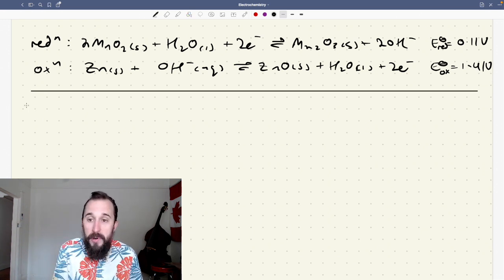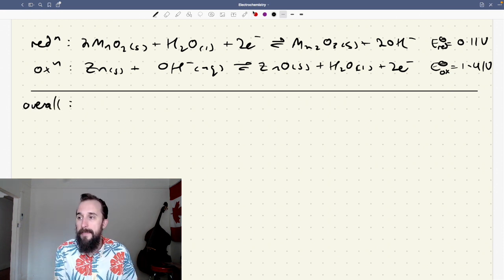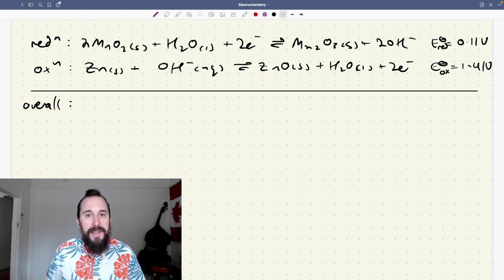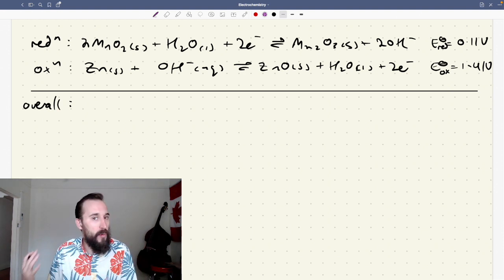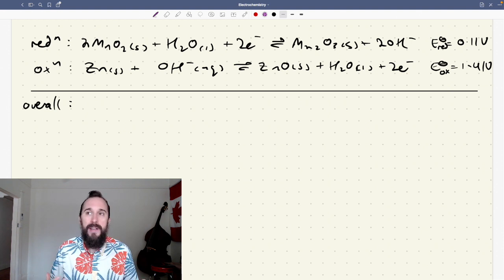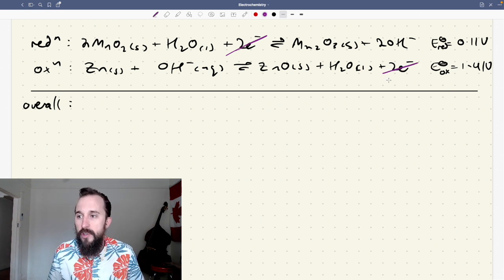So recall that when we're doing our overall reactions, we've got to get our electrons to cancel out. And in fact, if there's any other species that are remaining unchanged on our left-hand side and our right-hand side, well, we can cancel them out as well because our chemical reactions only show chemical changes. So our electrons are balanced already, so they can cancel out straight away.